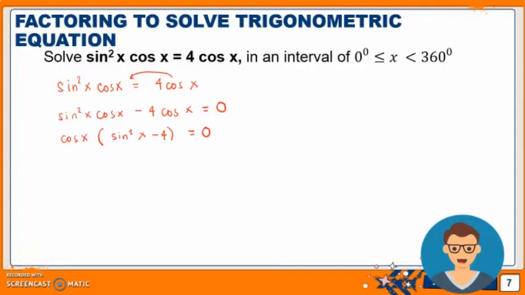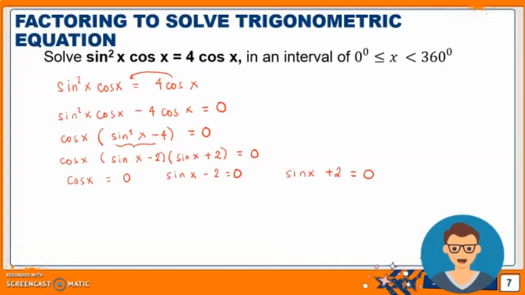Still, we need to factor this one into a sum and difference. So that is cosine x times sine x minus 2 times sine x plus 2 is equal to 0. Now, apply the zero product property of equality where you could make cosine x equal to 0, sine x minus 2 equal to 0, and sine x plus 2 equal to 0.